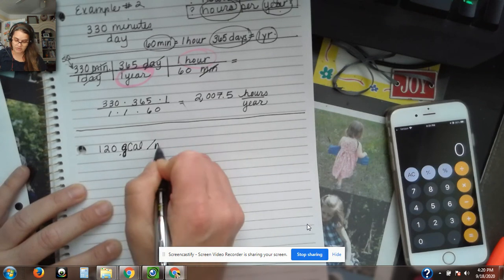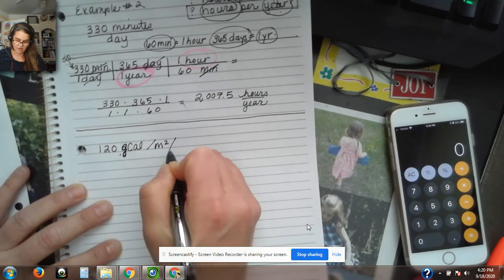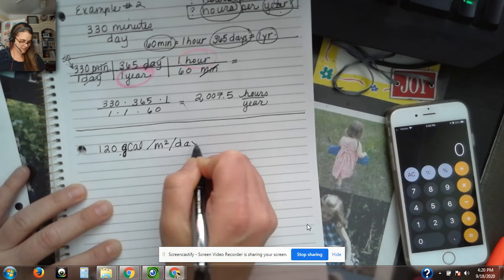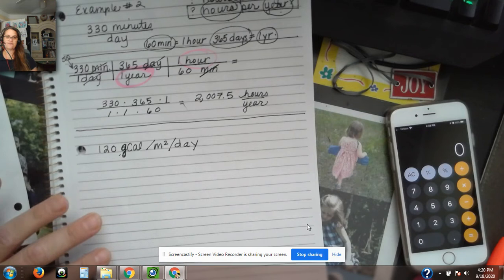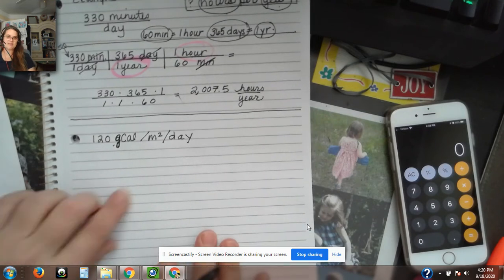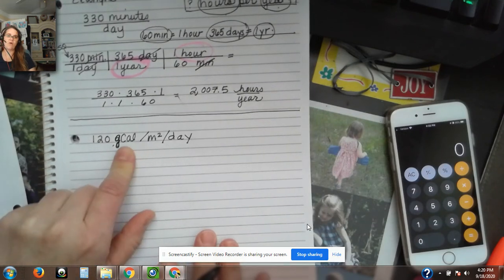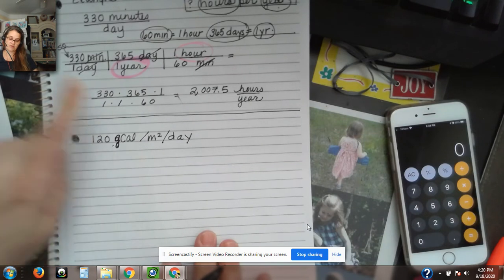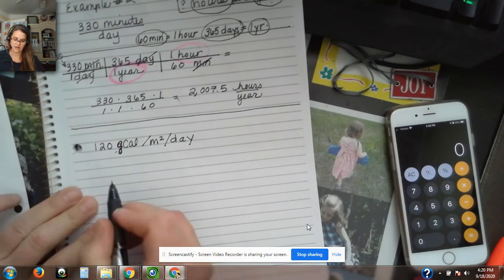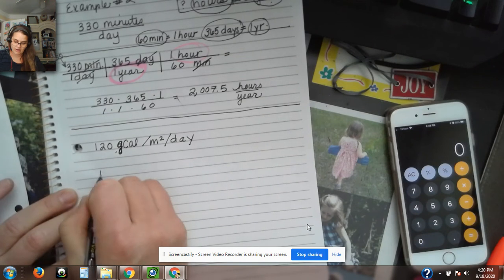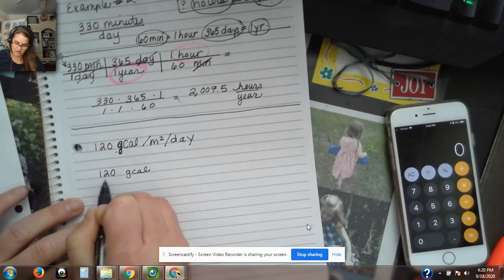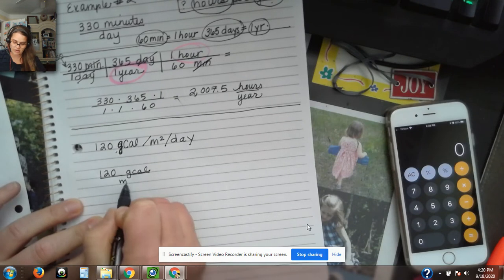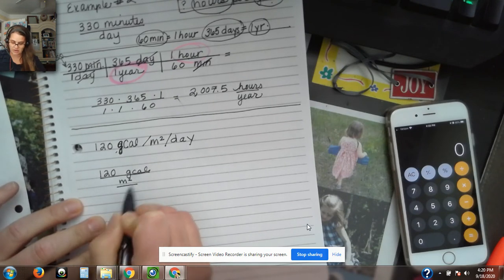Per meter squared per day, I believe. What a pain in the tush. Okay, so first of all, I'm going to say this. These slashes are horrible for doing dimensional analysis. So I'm going to first deal with that. 120 gram cals per meter squared per day.